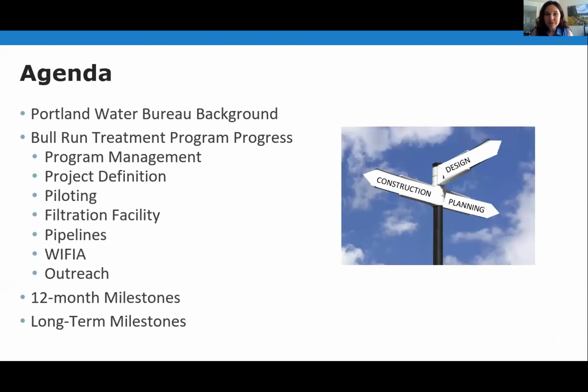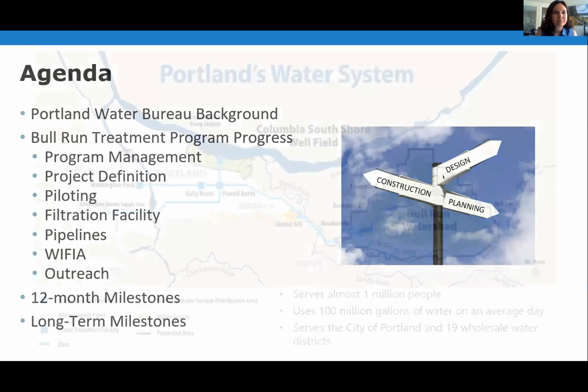So in terms of what we'll cover this morning, I'll give a quick background on the Portland Water Bureau for those of y'all who may not be familiar. Then we'll dive right into the Bull Run treatment program progress. I'm going to hit on our program management, project definition, piloting, what we're doing for the filtration facility itself, the pipelines to get to the facility, and also an update on WTC and our outreach. And we'll wrap it up with a look at the 12-month milestones and the long-term milestones.